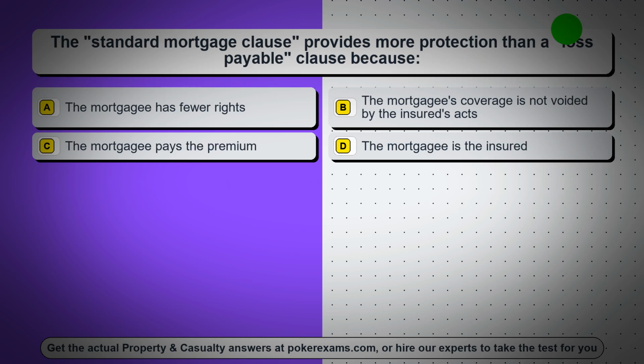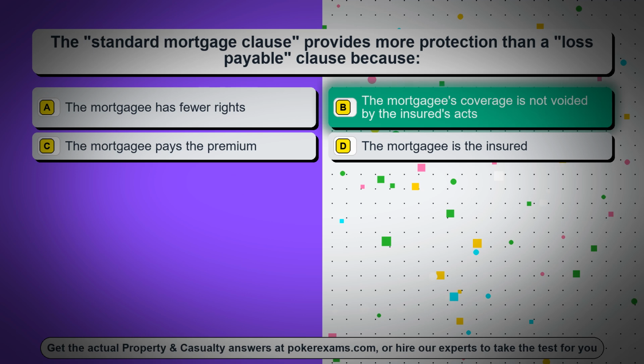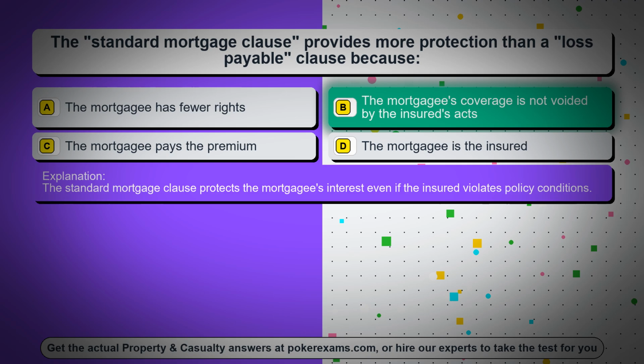Question 97. The standard mortgage clause provides more protection than a loss payable clause because: Option A, the mortgagee has fewer rights. Option B, the mortgagee's coverage is not voided by the insured's acts. Option C, the mortgagee pays the premium. Option D, the mortgagee is the insured. The correct answer is option B, the mortgagee's coverage is not voided by the insured's acts. The standard mortgage clause protects the mortgagee's interest even if the insured violates policy conditions.